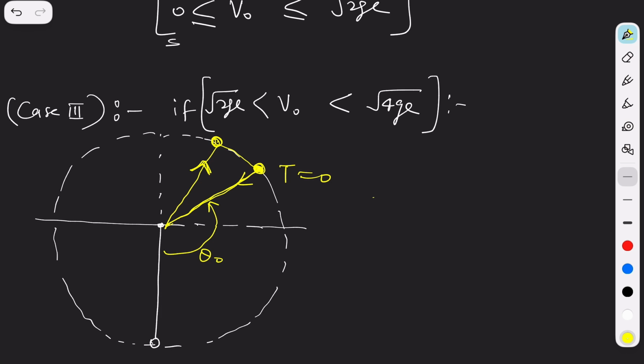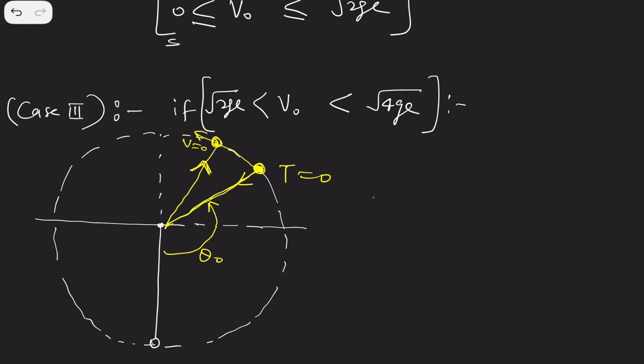And it will keep acting on the particle up to when the velocity becomes 0. After that, because the velocity becomes 0, there is no chance that it can go up to the topmost height. I hope you got the point: it will come back due to the pull of gravity.